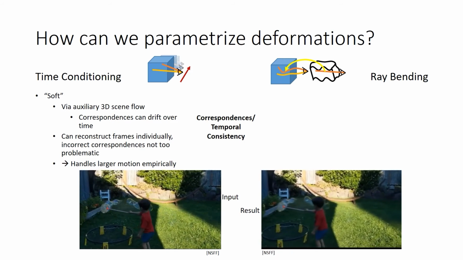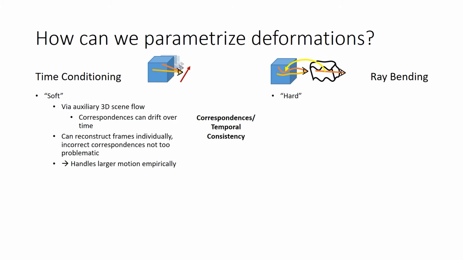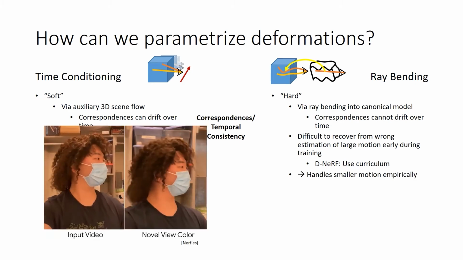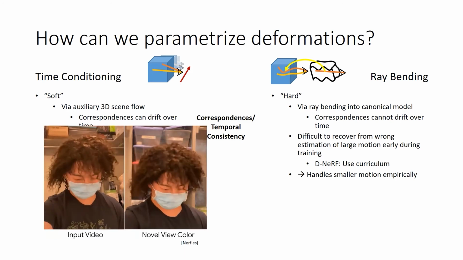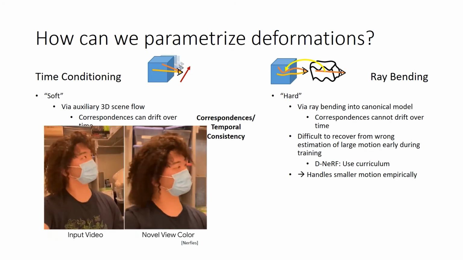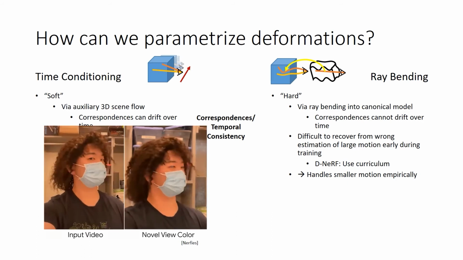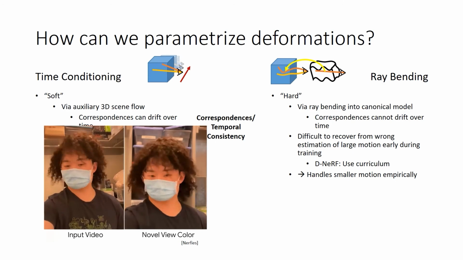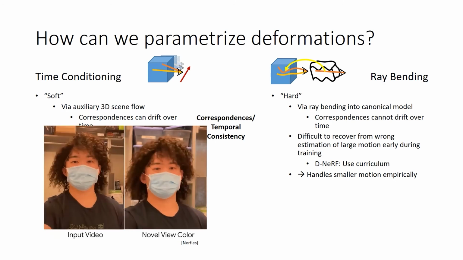On the other hand, ray bending uses correspondences across time as a hard constraint. This is done via ray bending into a static canonical model. Thus, the correspondences cannot drift over time. This makes it difficult to recover from a wrong estimation of large motion that might occur early during training. Therefore, these methods empirically handle only smaller motion. Here, we see a scene that exhibits motion that is at the most complicated end of what the current ray bending methods seem to be able to handle.